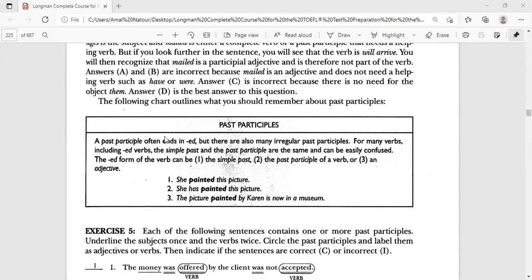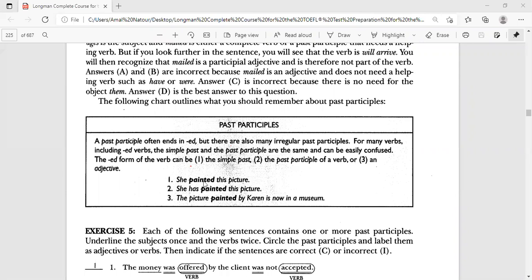Okay, then what is the rule for a past participle? A past participle often ends in ed, but there are also many irregular past participles for many verbs, including ed verbs. The simple past and the past participle are the same and can be easily confused. The ed form of the verb can be simple past, past participle of the verb, or an adjective. Here, the first sentence: she painted the picture.